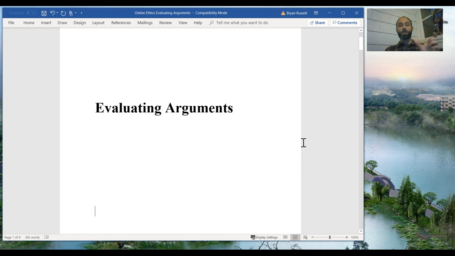So a note on evaluating. The root word there is value. So when we're evaluating arguments, we're trying to figure out if they're good arguments or if they're bad arguments. So what's the value of the argument in front of us? Should it lead us to believe the conclusion?